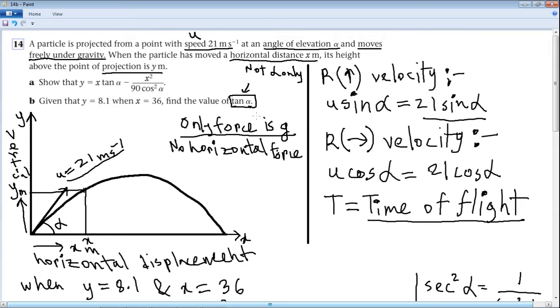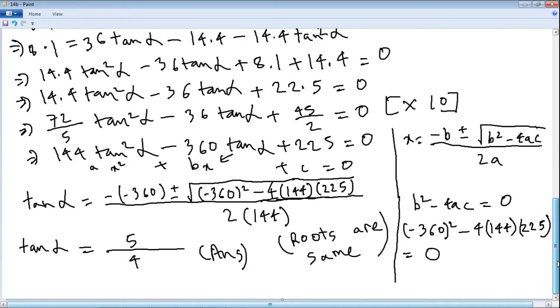So here we have found the value of tan alpha. The tan alpha answer is this.